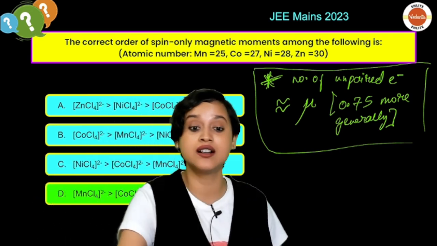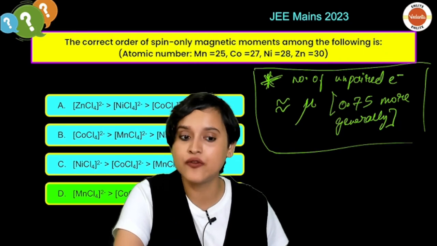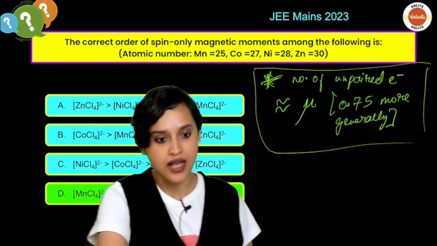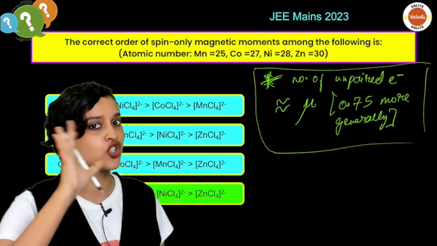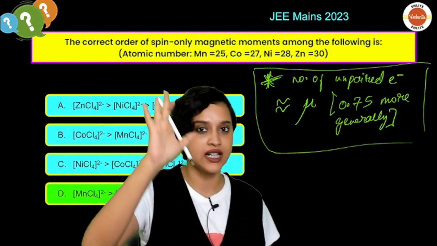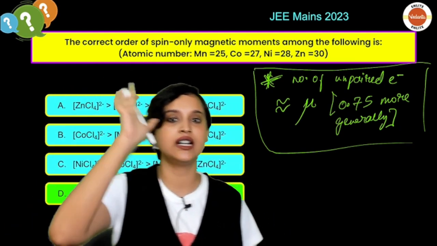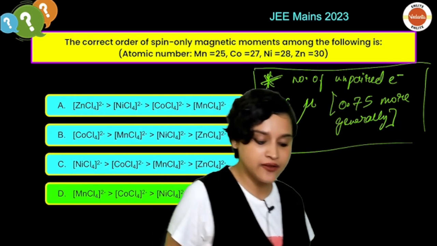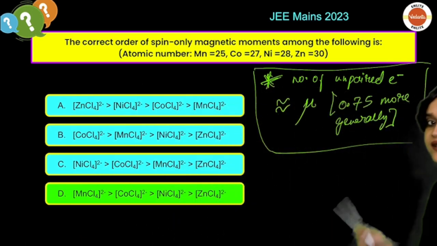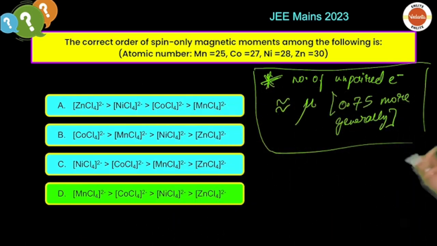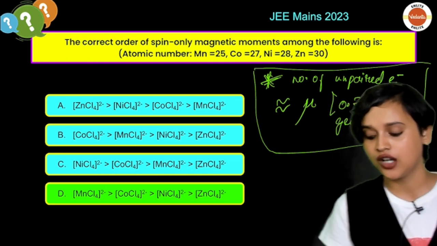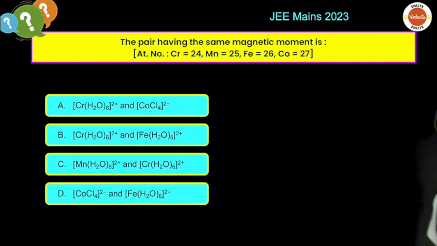not all the times. Don't take it as a rule. It's just a trick for you to be able to solve the questions faster. Again, please don't take it as a rule. This is just a general trick. Everybody understood? So option D is the correct answer. Got it clear? Chalo, moving on. Next question.